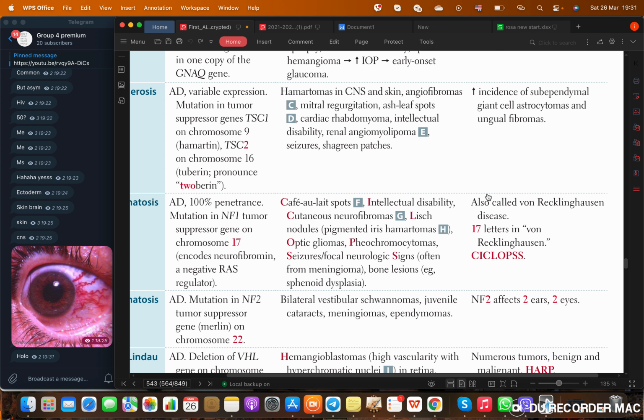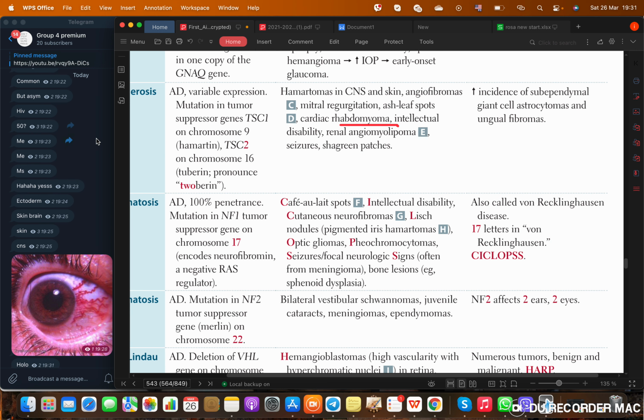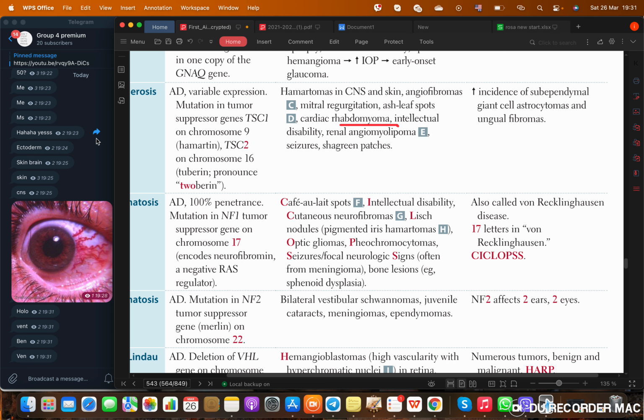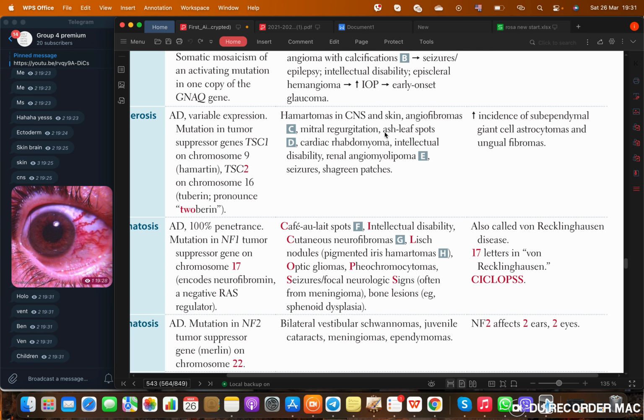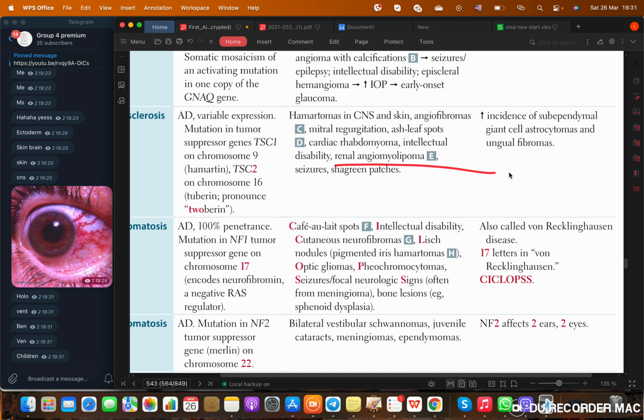Cardiac rhabdomyoma, which is a tumor most commonly, what do you think? Are rhabdomyomas more common in the ventricles or in the atrium? Ventricles, yes. Myxoma was more common in the atrium. Intellectual disability, and renal angiomyolipoma.